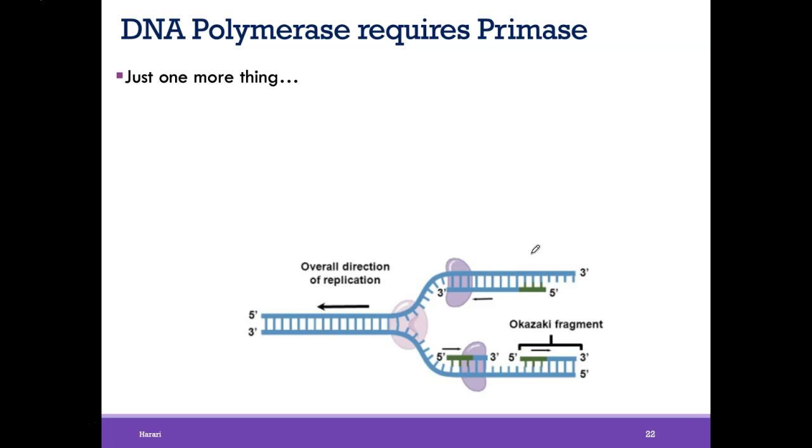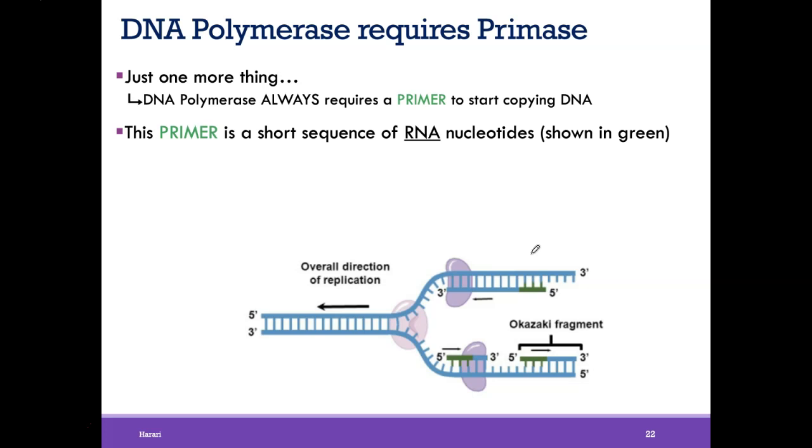Interestingly, DNA polymerase cannot just start replicating DNA on its own. It can only recognize another strand. So DNA polymerase can only add nucleotides to an existing strand. Therefore, it requires a primer in order to start.